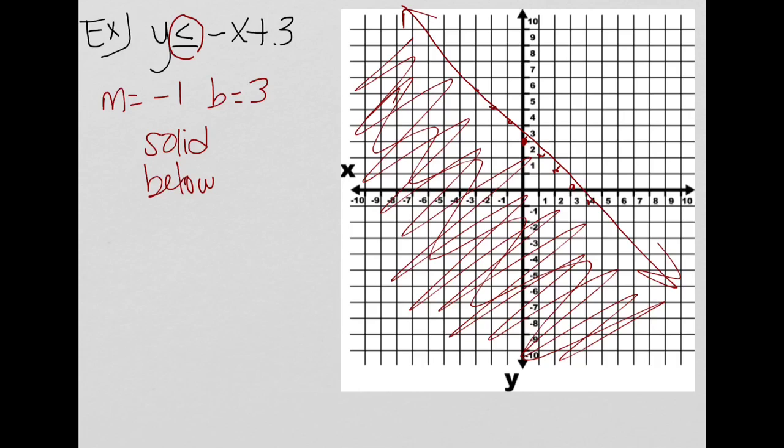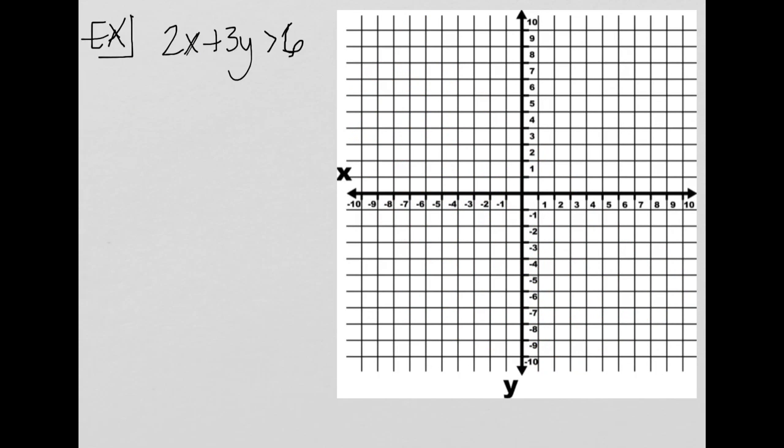Pause these and rewind if you need to. On this one, we need to get y by itself, because even though these aren't equal to, we need it to look like y equals mx plus b. So ignore the fact that there's an inequality sign for now, and try to get y by itself.